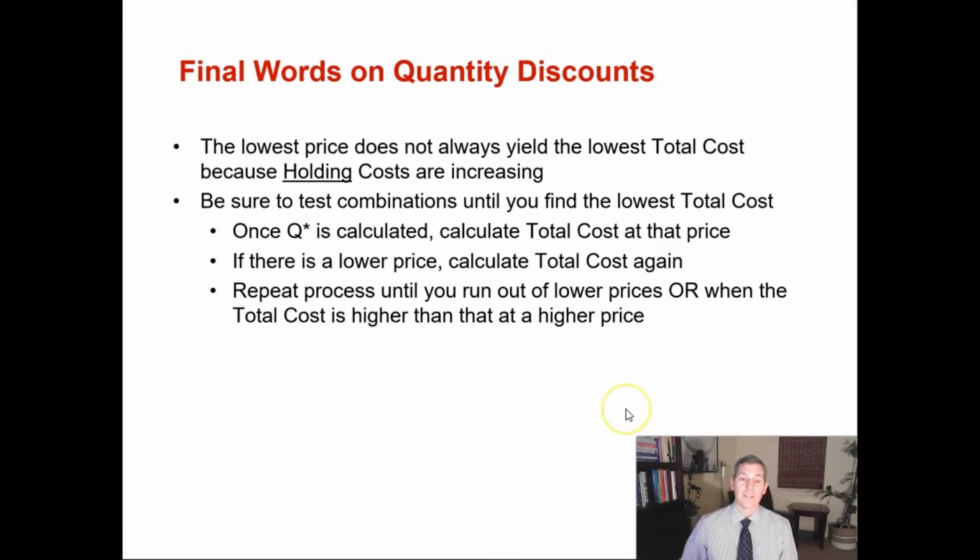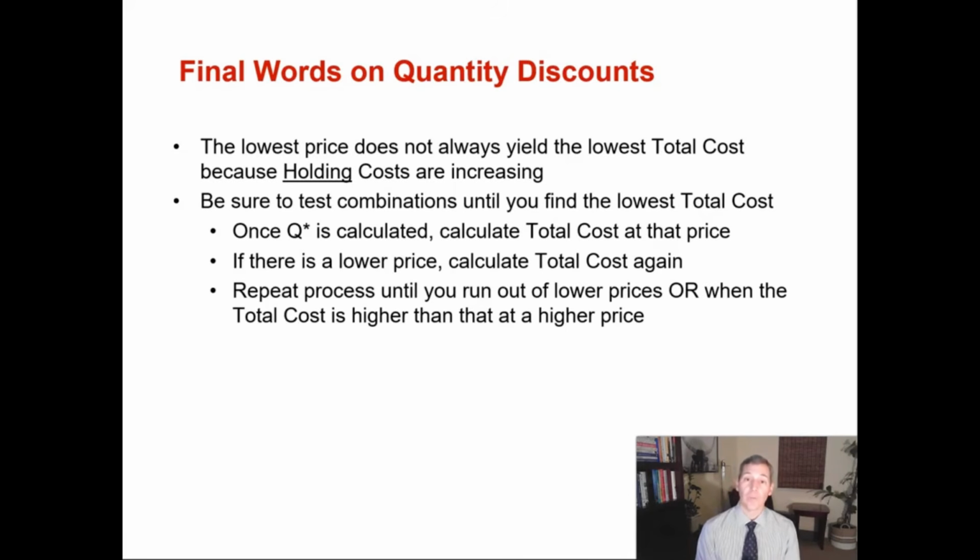Lastly, we want to be sure to test combinations until you find the lowest total cost. After you've calculated your economic order quantity, calculate the total cost at that price. If there's a lower price, start over again and use that next price break to see if it brings down your total cost. Repeat this process until you run out of lower prices or when the total cost is higher at that higher price. The price break might not make sense the next time around.